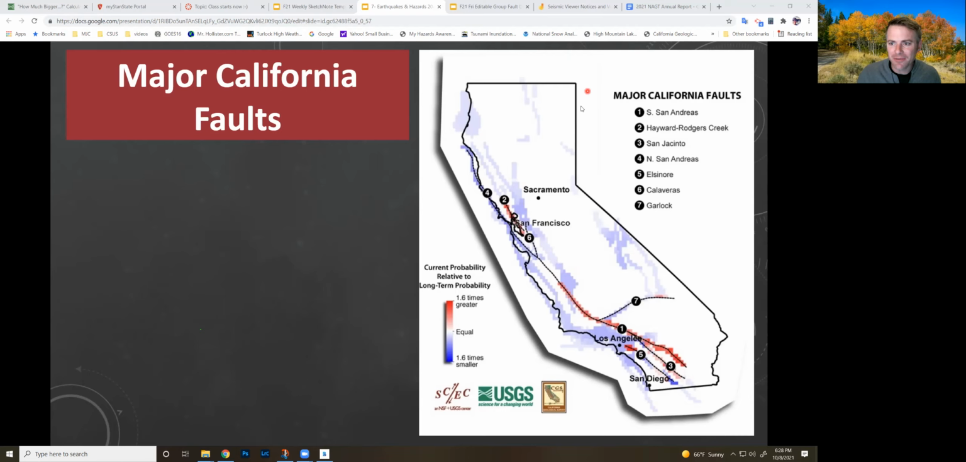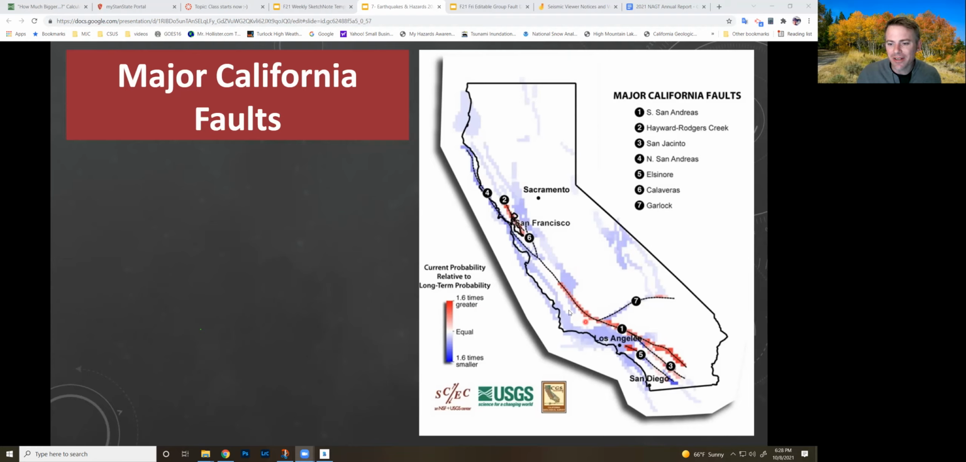I just want to get your brains wrapped around where these major different faults are in California. Now that you know how to identify them and what they look like, here are the 7 major named faults in California that we pay attention to. Obviously, the red ones mean they're a greater risk or greater probability of having a large, magnitude 7 earthquake or greater on it in the next X amount of years.